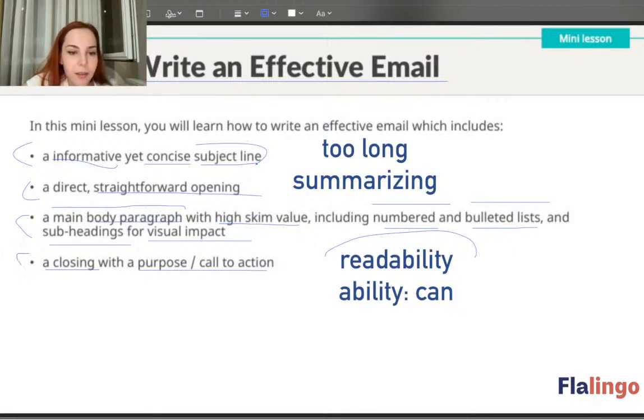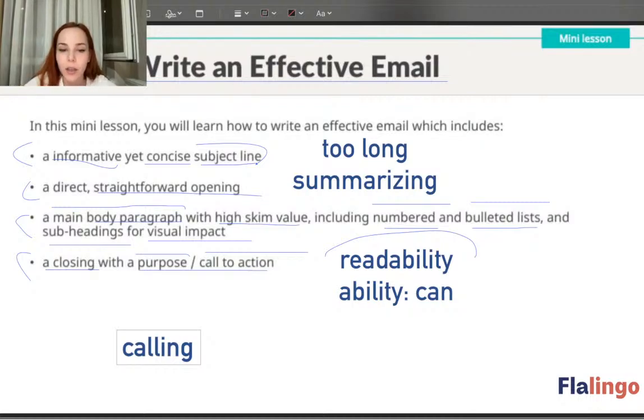And the last part is a closing with a purpose and call to action. Again, purpose is your aim, your goal to write this email. Call to action is actually really simple. You're calling someone to take action. You're warning someone and you want someone to do something.